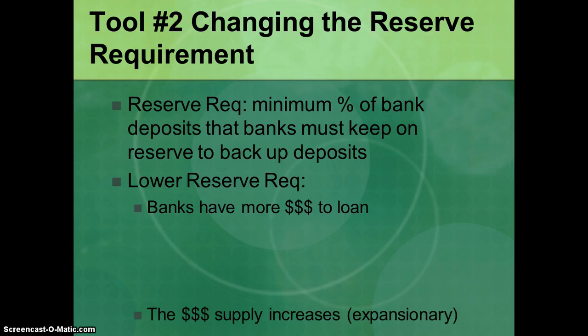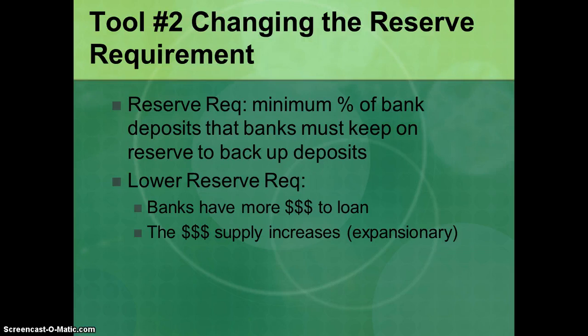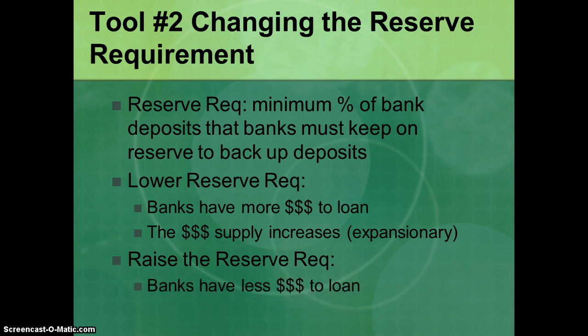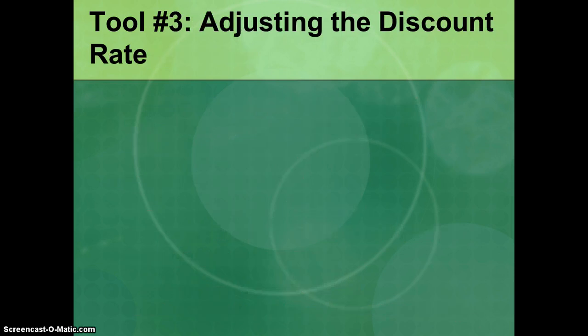When the banks have more money to loan, the money supply increases or expands. Conversely, if they raise the reserve requirement, so let's say that they require all banks to have 20% of their deposits on hand instead of 10%, banks have less money to loan, which means that they'll give out less money and the supply of money decreases or contracts in the economy. These tools are very simple, but they do very complex things in controlling the supply of money and therefore controlling the economy. The Federal Reserve has a third tool available to them, which is adjusting the discount rate.